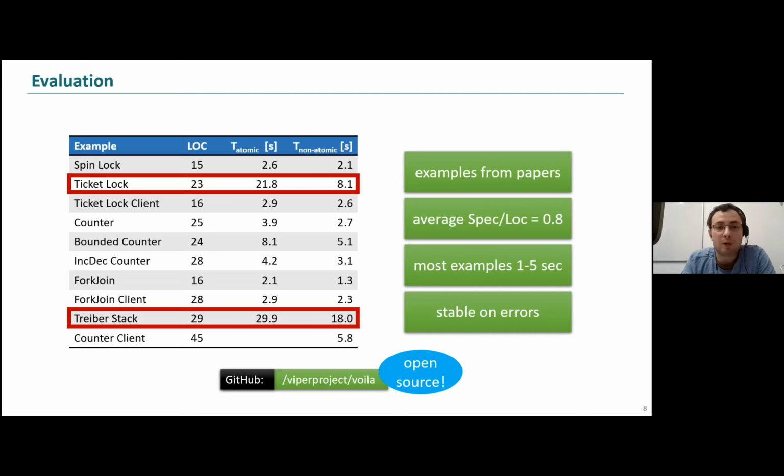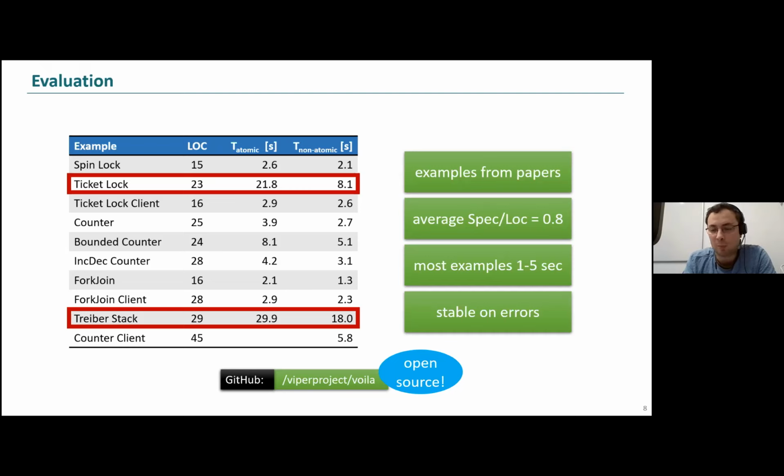On average, for one line of code, we require 0.8 lines of specification. Most examples take between 1 to 5 seconds, except the biggest examples. Furthermore, on some of the examples we seeded some errors, on which we measured that our implementation has a stable performance.